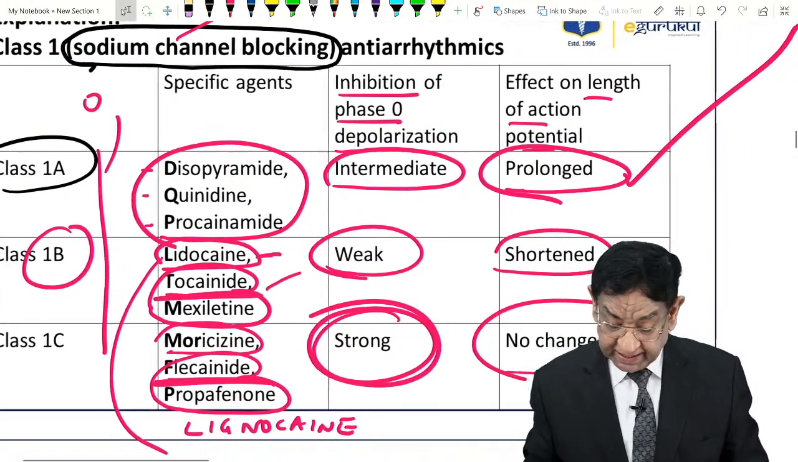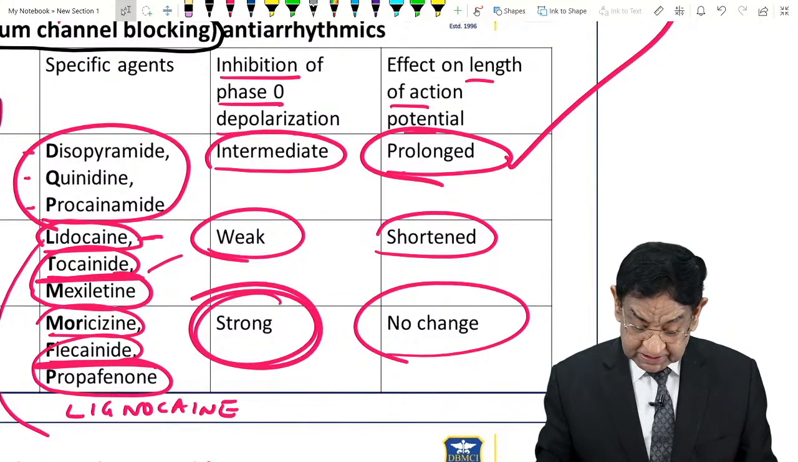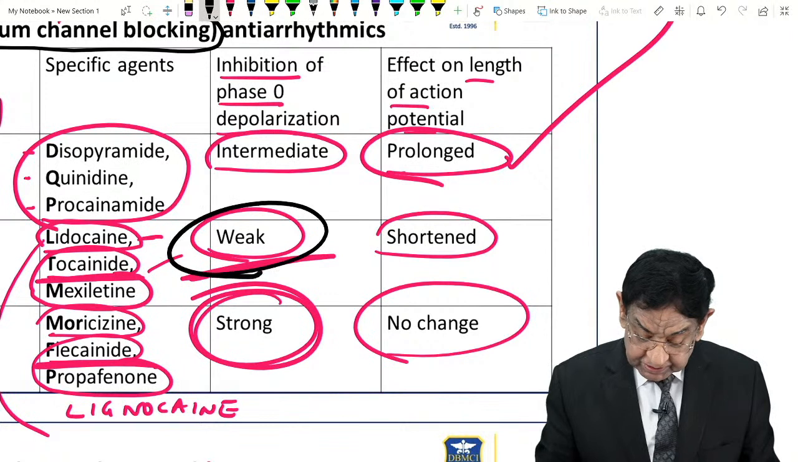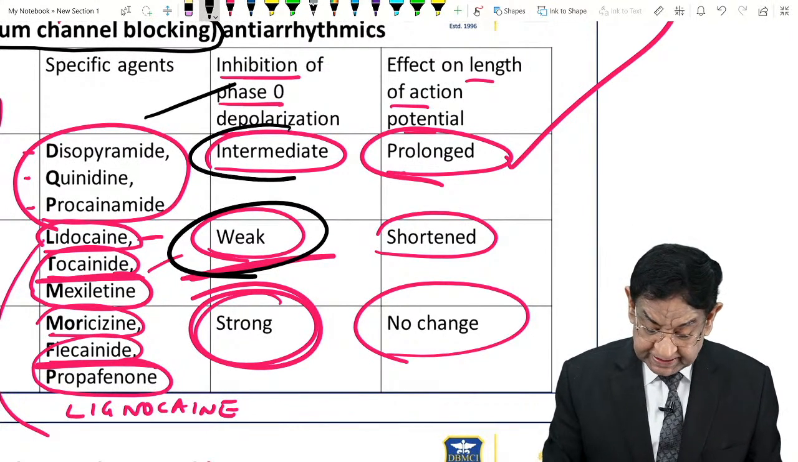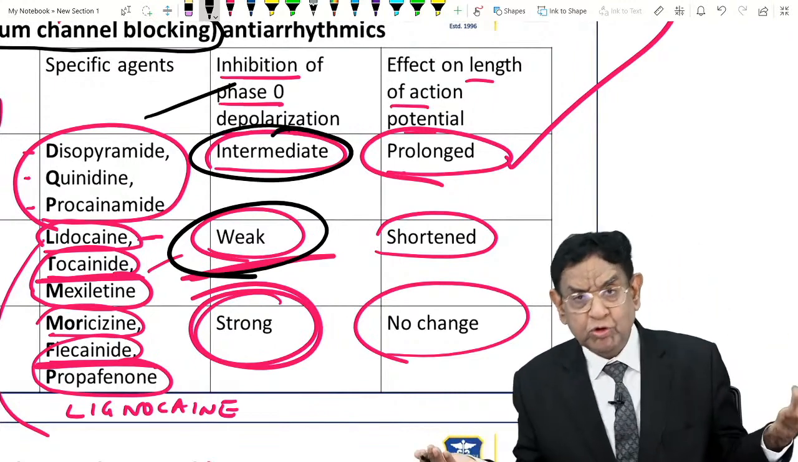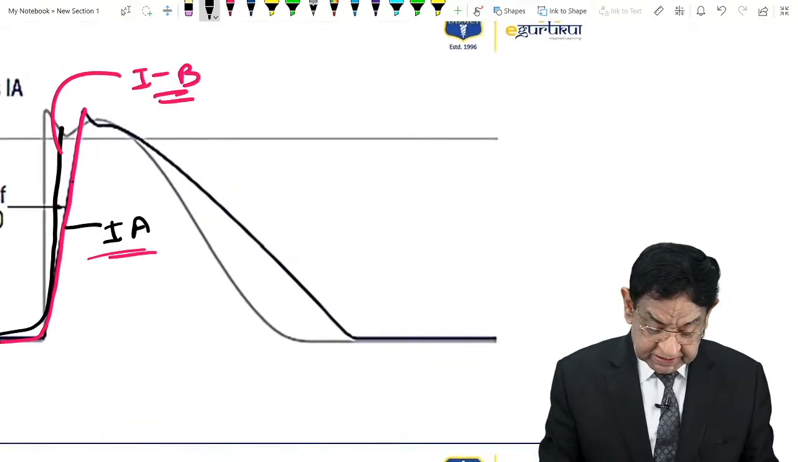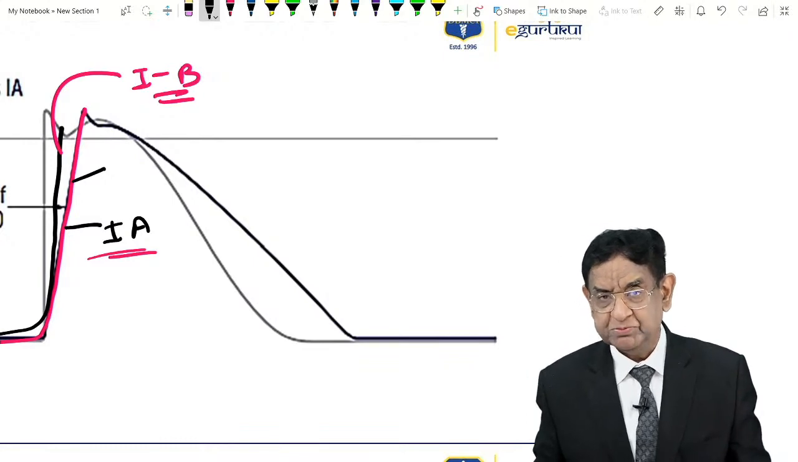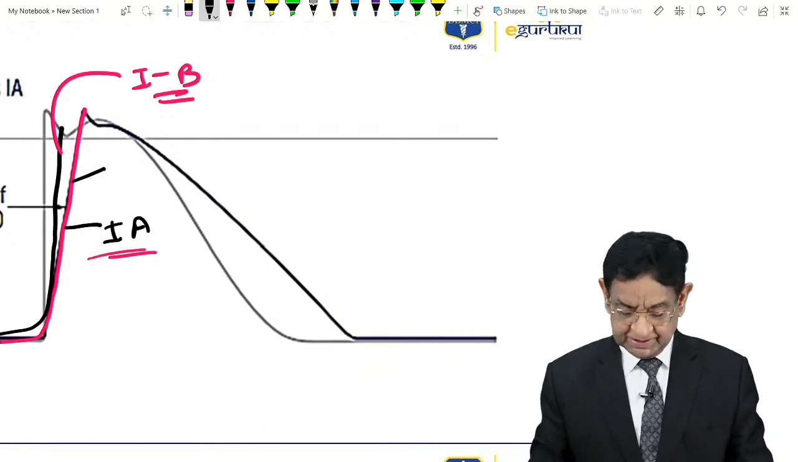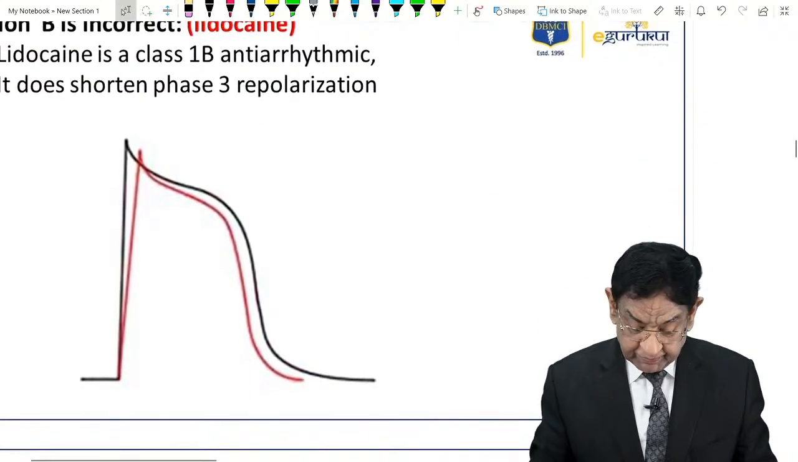Well, the answer is here. Class 1B is a very weak inhibition of phase 0. Class 1A is intermediate, that means at least more powerful than 1B. So now we can understand why this slope is more and less in 1B. 1B is a very weak sodium channel blocker. Got it? Yes. Well, so this is the lidocaine, what I told you.